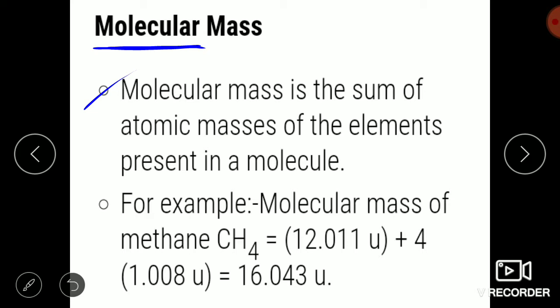So here, for one carbon atom, the atomic mass is 12.01 unit, plus 4, because 4 hydrogen is there, into the atomic mass of each hydrogen, that is 1.008. So you'll get the value of 16.043 U. Do remember, for molecular mass and atomic mass, we use either AMU or simply U as a unit.